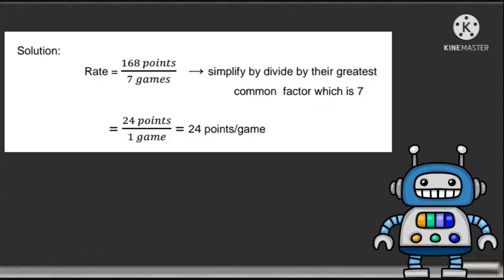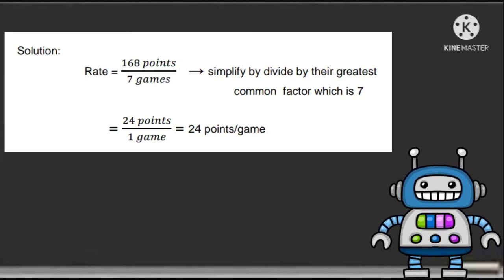For the solution, rate is equal to 168 points over 7 games. Simplify by dividing by their greatest common factor, which is 7. Then this becomes 24 points over 1 game, which is equal to 24 points per game.